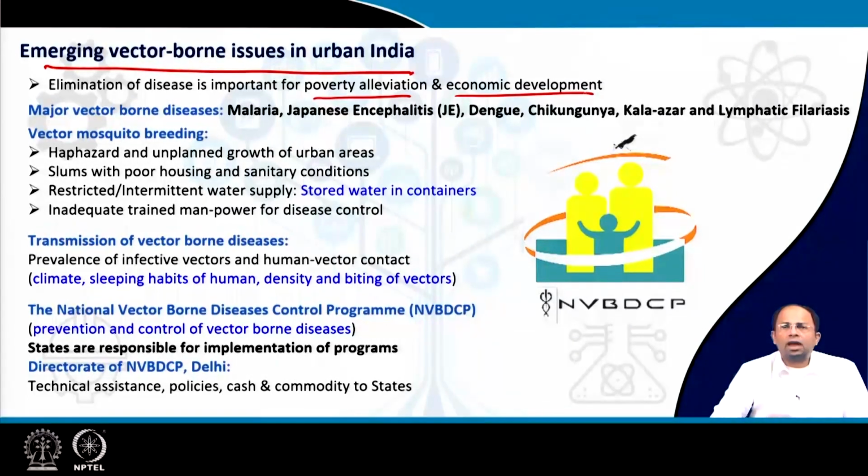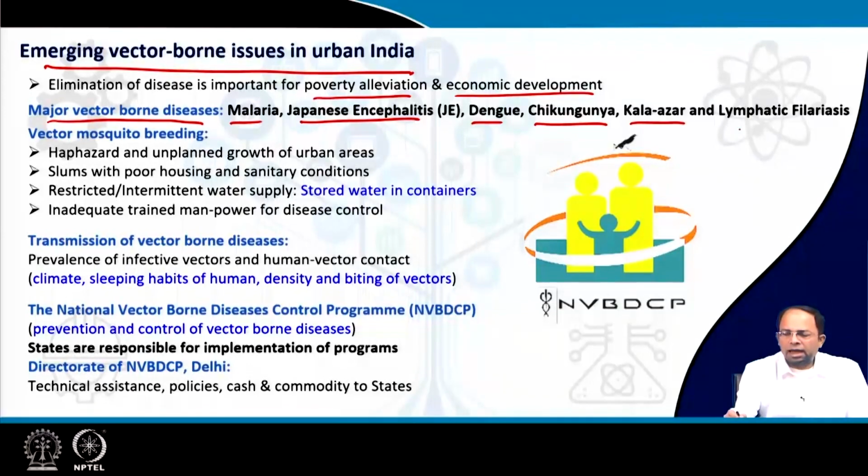That's the reason why the government is investing so much money in reduction of different kinds of diseases, particularly vector-borne diseases in India. Vector-borne means the disease is caused by a parasite or a virus or certain microorganism, but it is carried by a vector such as a mosquito. The major vector-borne diseases are malaria, Japanese encephalitis, dengue, chikungunya, Kala-Azar, and lymphatic filariasis. These are the very common ones. There are other vector-borne diseases as well, but these are the ones in focus.